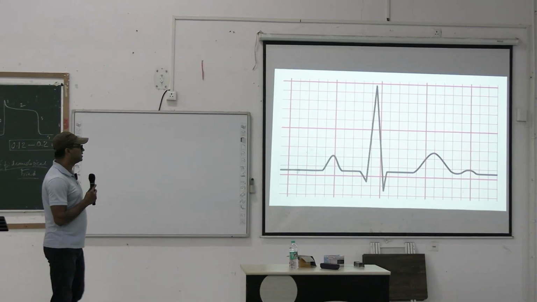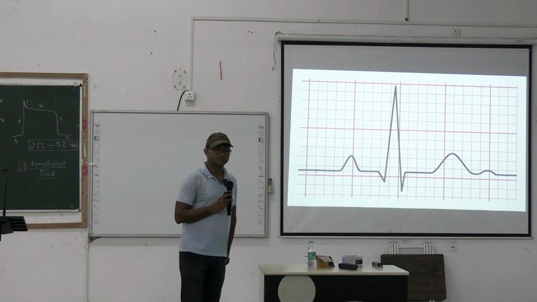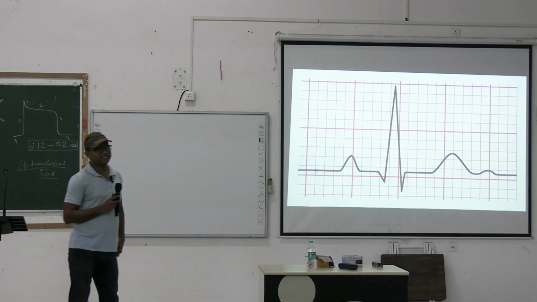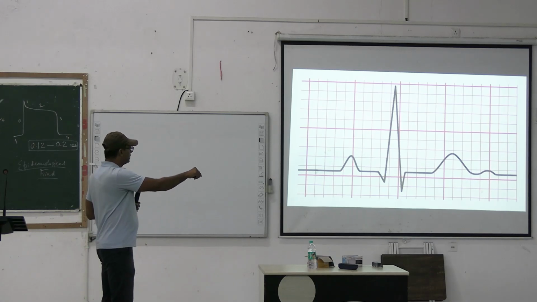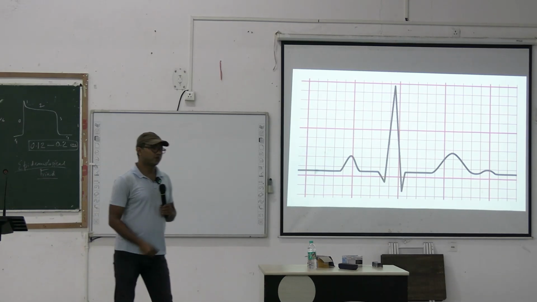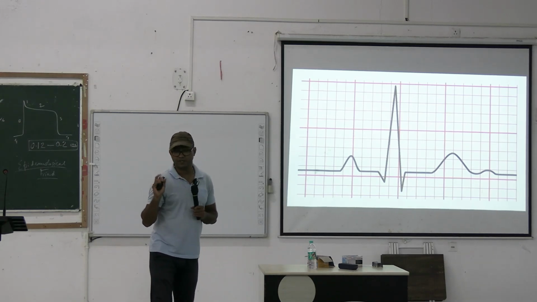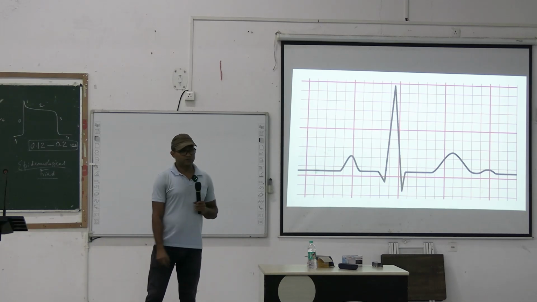Now, if I ask you what is the voltage of P wave? Yes, 0.2 millivolt if it is 2 small squares. Okay, if this is 2 small squares, it is somewhere around 1.5 and 1.75, something like that anyway. So, if we consider it 2 small squares in height, it is 0.2 millivolt because 1 small square is equal to 0.1 millivolt.